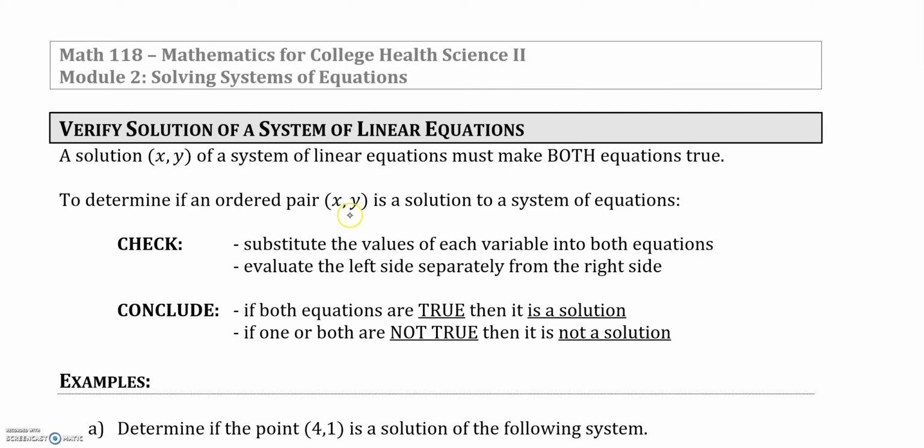In order to determine if an ordered pair is a solution to the system of equations, we perform a check. To perform this check, we substitute the values of x and y into both of the equations. You want to evaluate the left side separately from the right side, and then we want to form a conclusion. So if both the equations are true, then it means that it is in fact a solution. If one or both are not true, then it is not a solution. So we have a couple examples here.